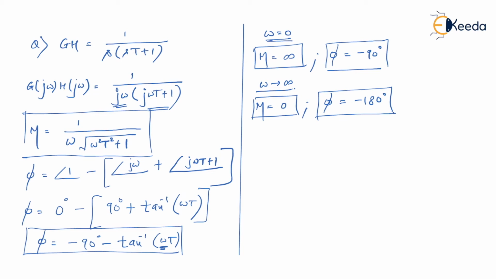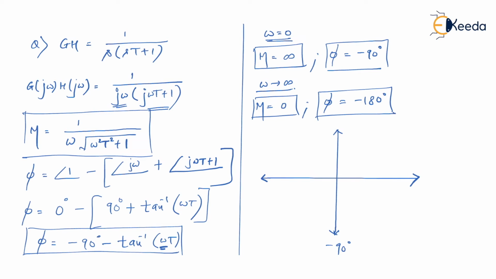Since I know initial values of magnitude phase, final values of magnitude phase, that is enough for me to go for a polar plot. Let's draw a GH plane again. Look at omega equal to 0. What is the value at omega equal to 0? The value of m is infinity. At which angle? At minus 90 degree angle. At minus 90 degree angle, you can imagine the magnitude is infinity.